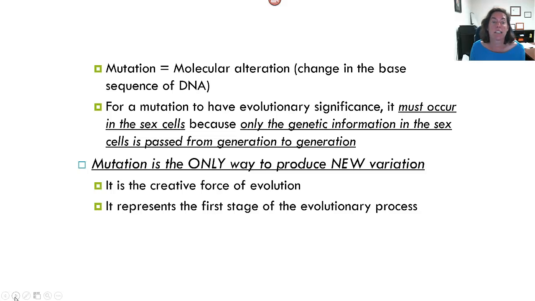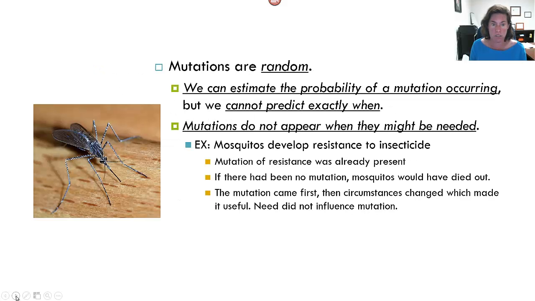The most important thing to remember about mutation is that it is the only way to produce new variation. It is the creative force of evolution, and as such, it represents the first stage of the evolutionary process. Whereas all the other evolutionary forces that we're talking about modify the genetic variation, only mutation produces new variation. So it is the most important, in my mind, of the evolutionary forces.